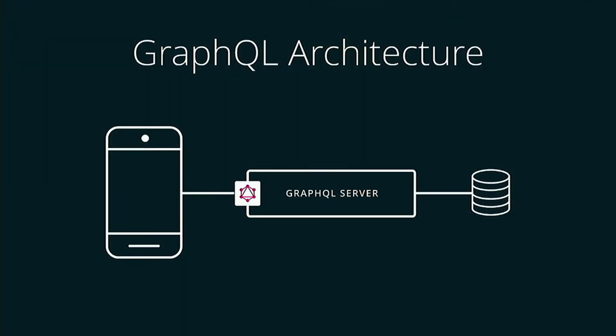So let's take a quick look at how a typical GraphQL architecture would look. And that's actually very similar to how an old REST architecture would look. So you have your client, you have your server, somewhere fairly central, and the server typically talks to a database. So a typical GraphQL request cycle looks like this.